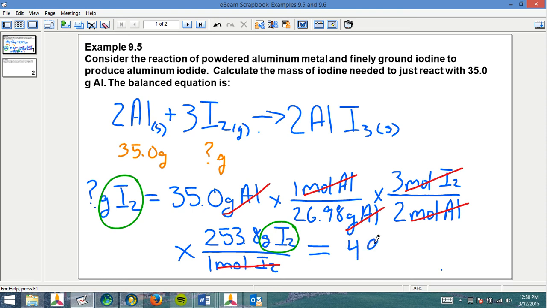Failing 0 in this decimal. 494 grams of iodine. Make sure that you don't forget your units, or you'll end up losing points on your test. Okay? Now, does anybody have any questions about this example problem?